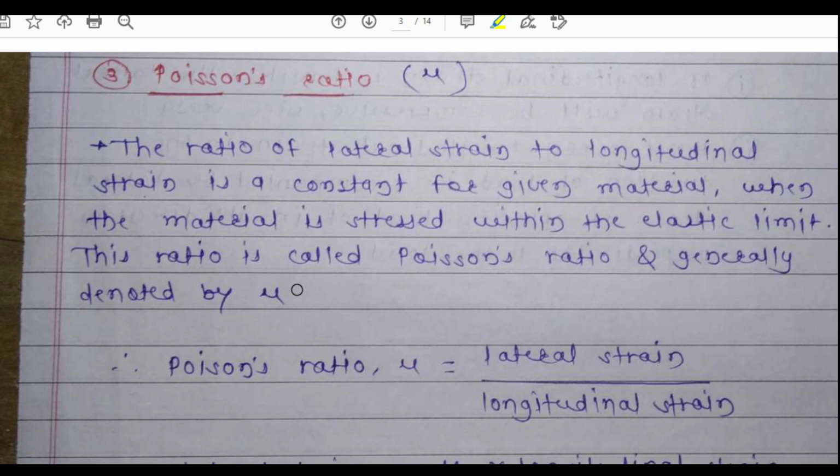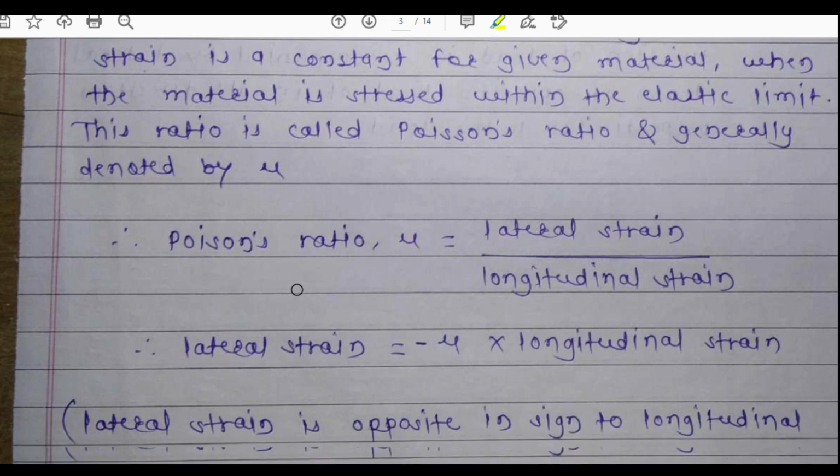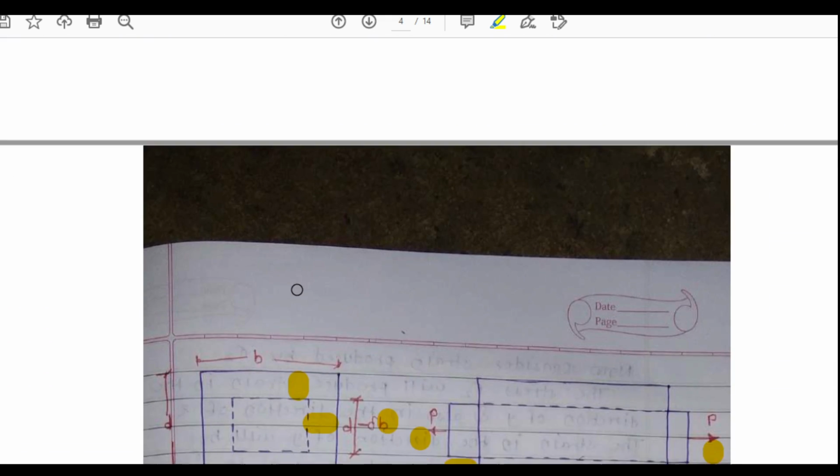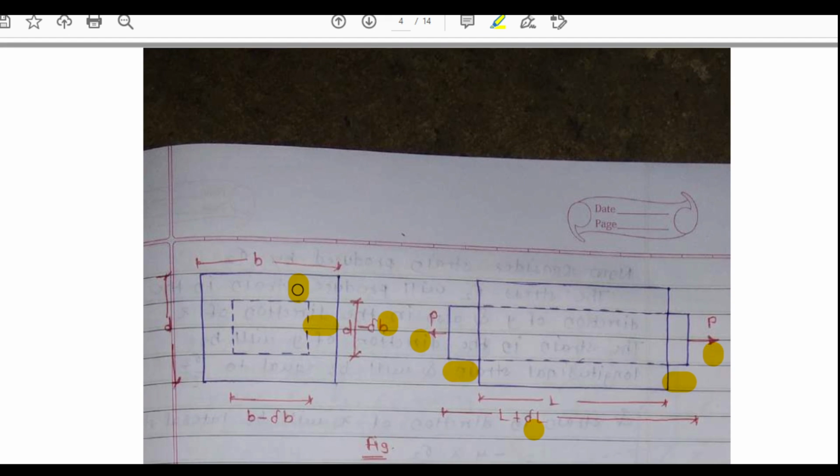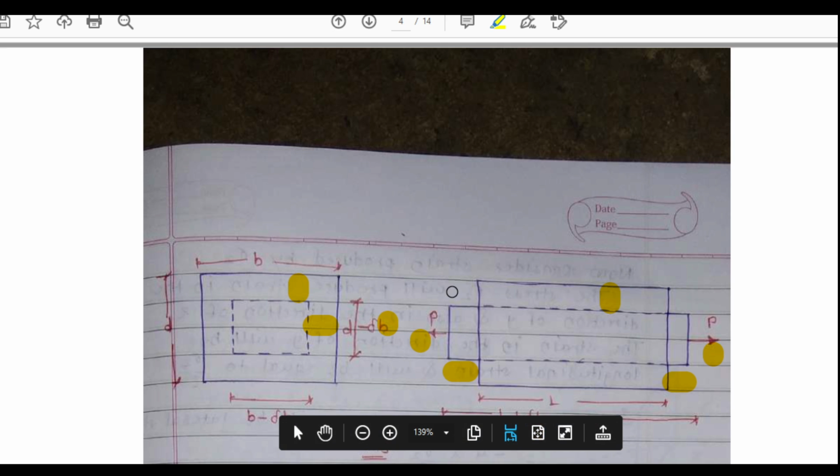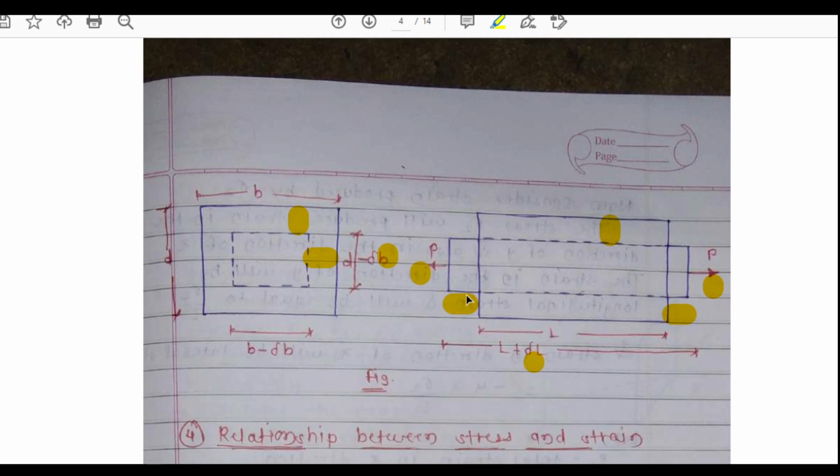Also, if the longitudinal strain is tensile, then the lateral strain will be compressive in nature. From the diagram we can easily understand that the length is increasing, which means tensile strain is there. But at the same time this dimension is decreasing, which means the breadth and depth are compressed by some value, delta d and delta b. So the lateral strain is compressive here, and the longitudinal strain is tensile.